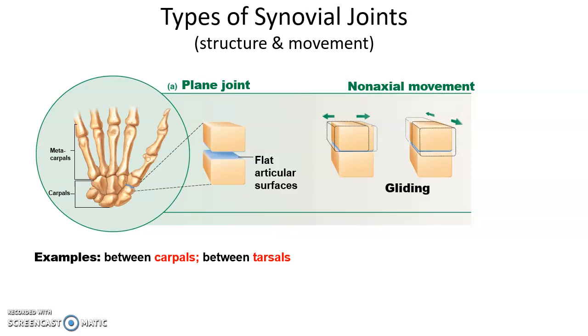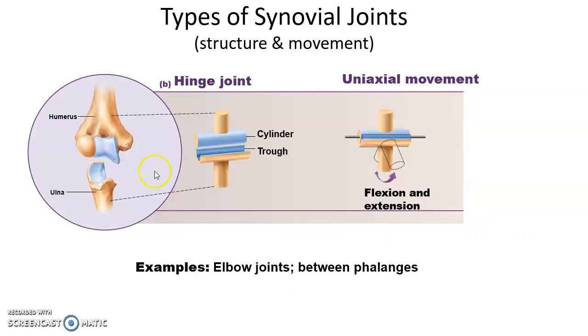All right, there are some different kinds of synovial joints, and they're defined based on their structure and movement. So plane joints. Plane joints are where relatively flat surfaces are coming together. You see this in the carpals and tarsals. They allow for a little bit of gliding motion back and forth. So flat, and very limited movement. Then we have hinge joints. Hinge joints have a rounded cylinder fitting into a concave trough. They allow for uniaxial movement, specifically flexion and extension. Examples: elbows, knees, and between the phalanges.